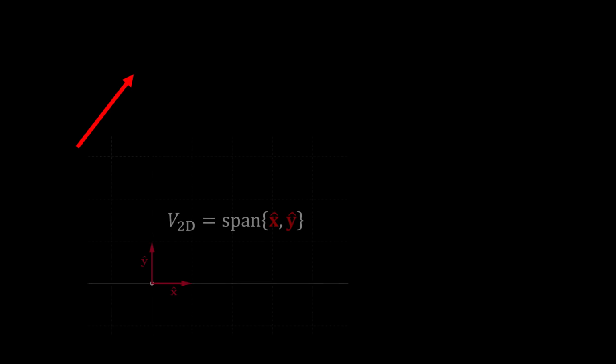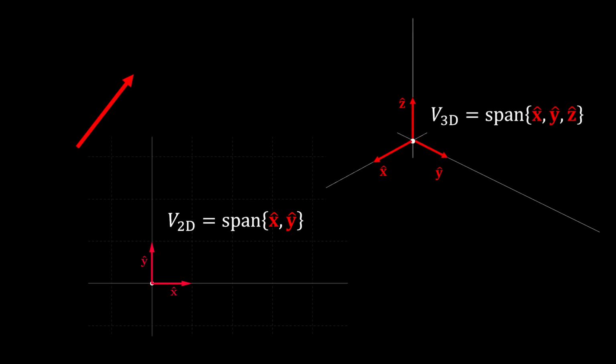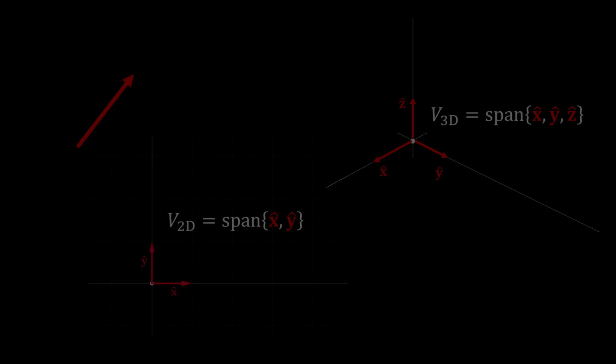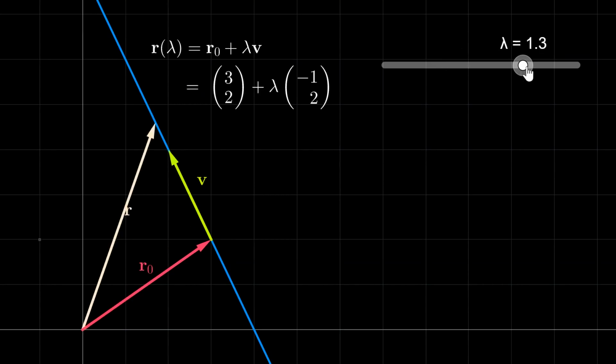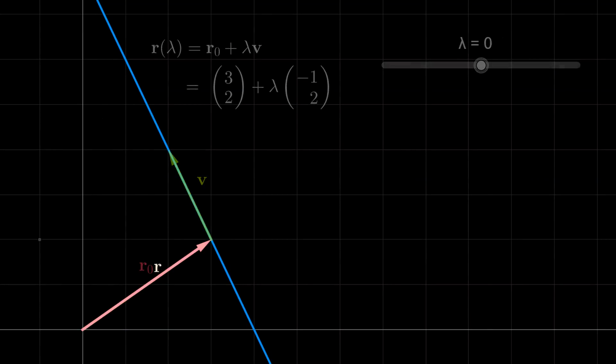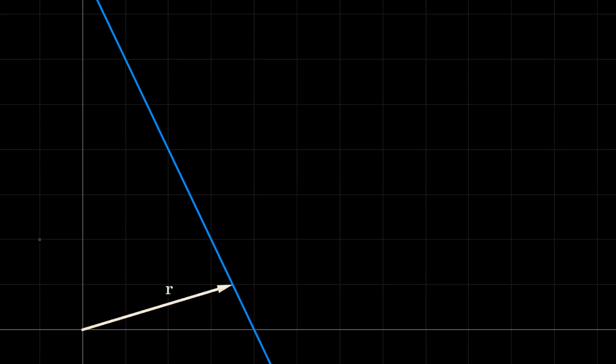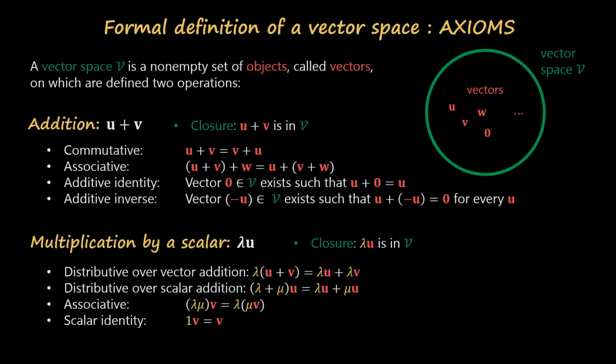Let's do an example. Let's consider vectors as geometrical arrows in the traditional sense. In this interpretation, the only vector spaces that we have seen so far have been the two-dimensional space and the three-dimensional space. But there are other vector spaces. Consider the line given by the parametric equation r equals r0 plus lambda v. This line defines a set of vectors R. Does this set of vectors constitute a vector space? Or, in other words, does it follow the axioms for a vector space?